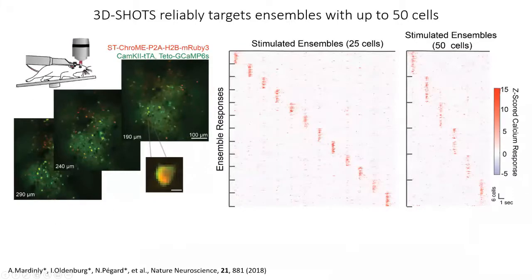This is the 2018 Neuroscience paper by my colleague Alan, in which he used 3D shot to target ensembles of neurons. So we did ensembles of 25 cells, ensembles of 50 cells, but not much more. Why?